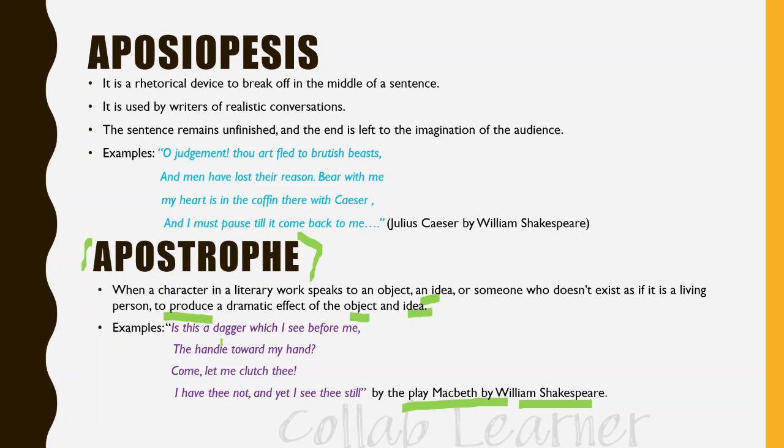Like, "Is this a dagger which I see before me, the handle toward my hand? Come, let me clutch thee. I have thee not, and yet I see thee still." This line is a good example of apostrophe. Here, the character is talking to something imaginary, and it portrays it as a living object or person. Here are the six literary devices which we have discussed today.